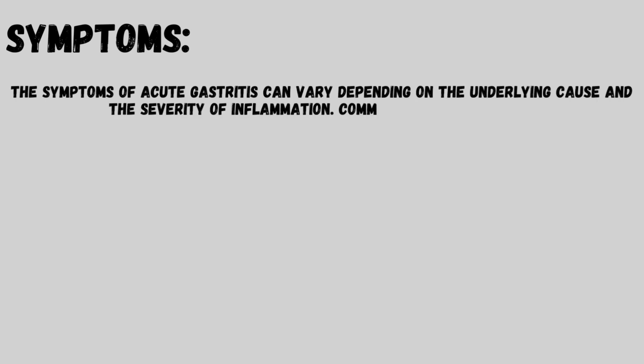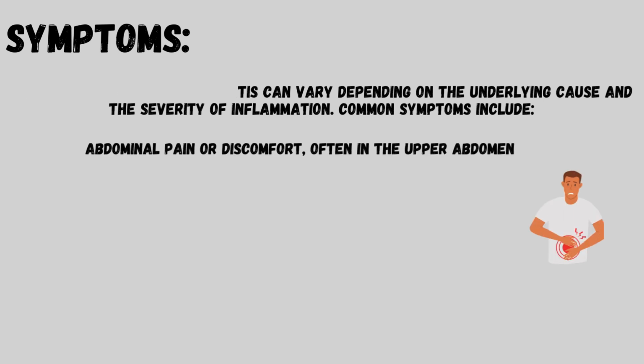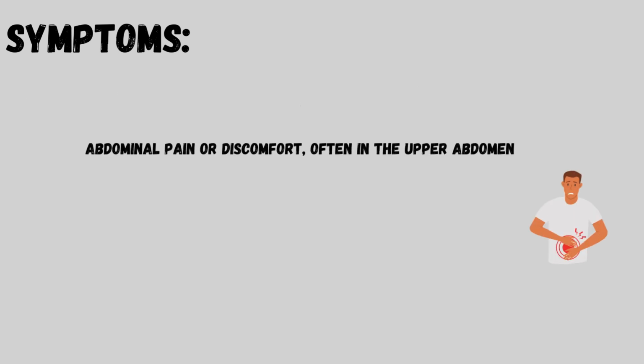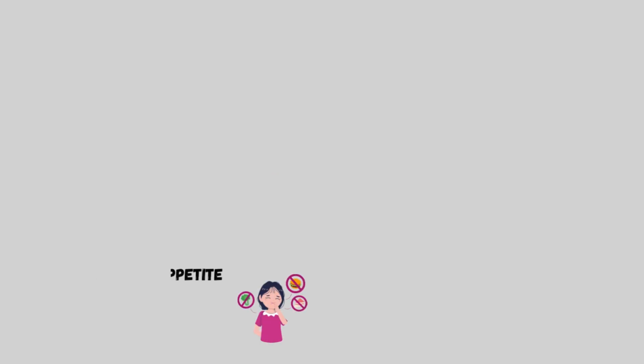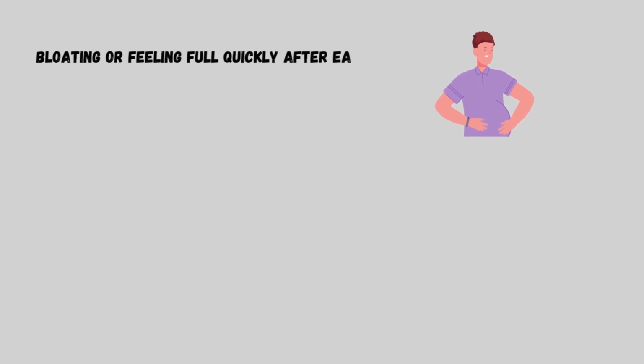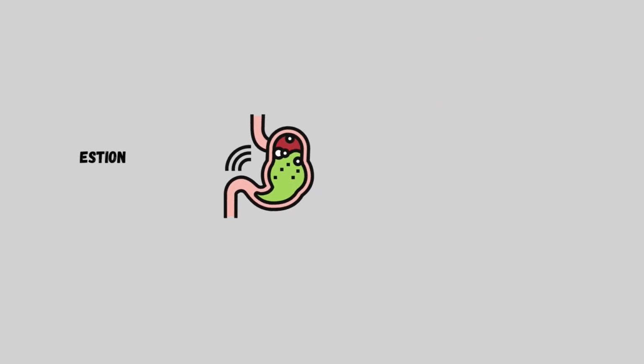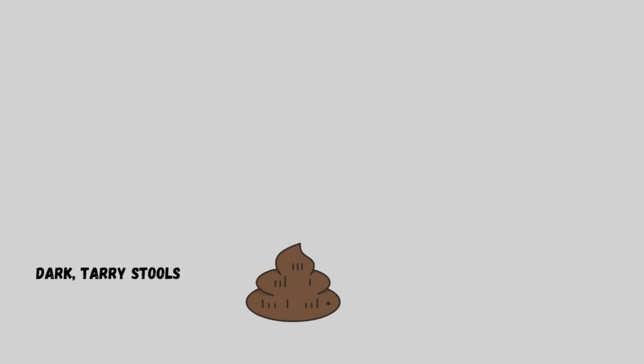The symptoms of acute gastritis can vary depending on the underlying cause and the severity of inflammation. Common symptoms include abdominal pain or discomfort, often in the upper abdomen, nausea and vomiting, loss of appetite, bloating or feeling full quickly after eating, indigestion, dark tarry stools.